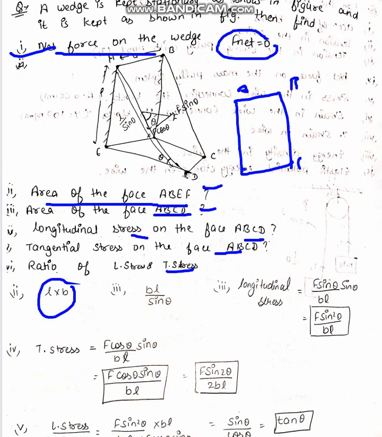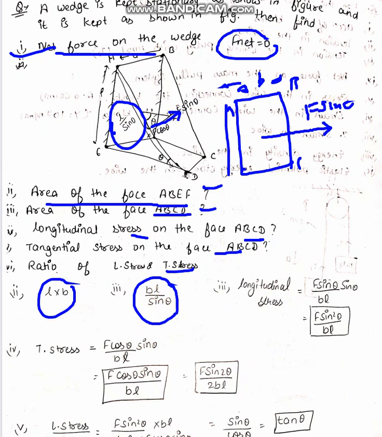So this thing is certainly B, but this thing will be L by sine theta, as calculated over here. So area will be BL upon sine theta. Next is longitudinal stress on face ABCD. For longitudinal stress, we have to take the component of force perpendicular to the area. You can see over here, the force perpendicular to the area is F sine theta.